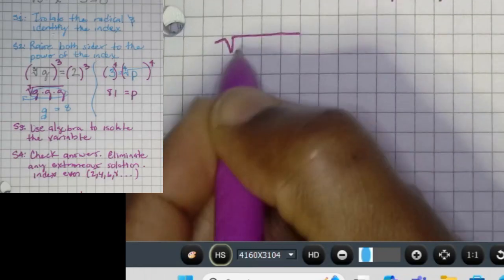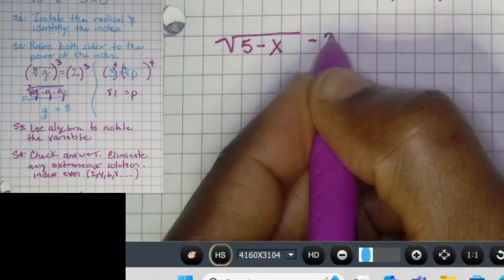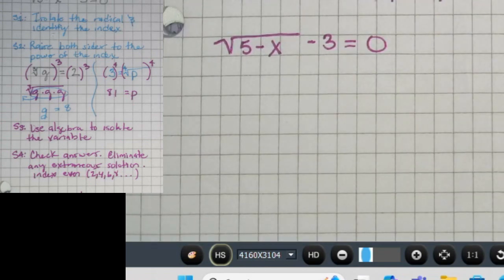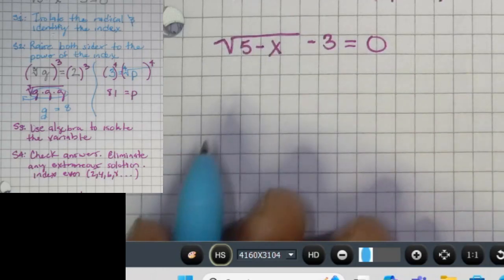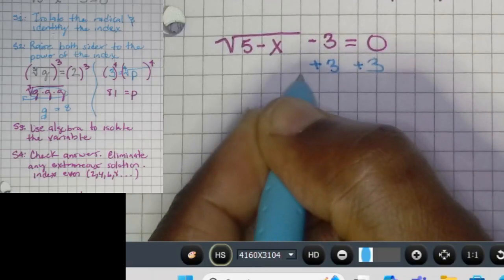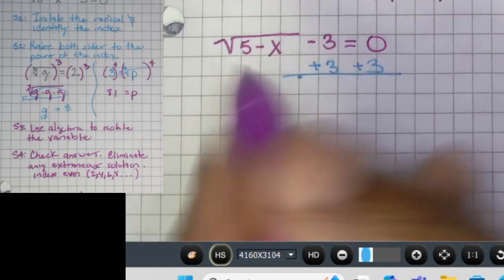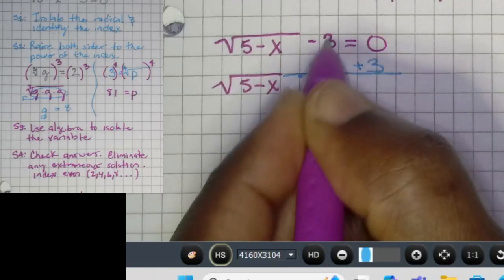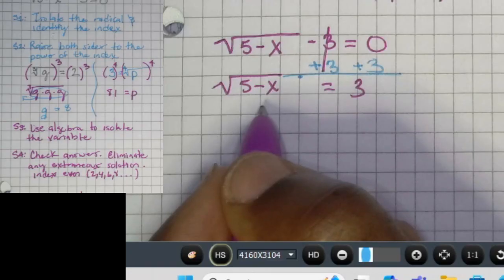So we have the square root of 5 minus x minus 3 equals 0. All right. First things first. Isolate the radical. Cool. We have the radical and a constant. To remove the constant, you have to add its opposite. So we add 3 on both sides. Remember, we never stop doing solving equations. The radical then comes down. 5 minus x. 3's cancel. Equals 3. Now, your radical has been isolated.